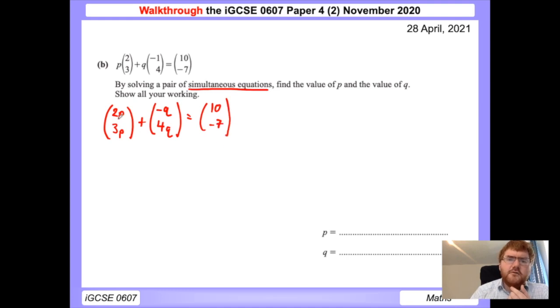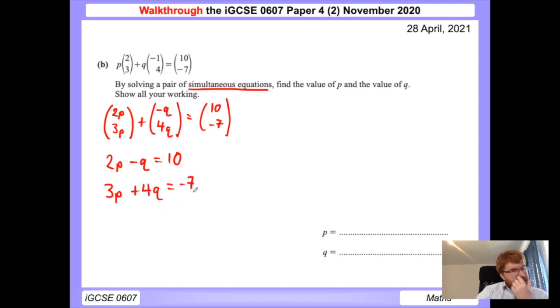And notice that the row has to be equal to 10, and this row has to be equal to minus 7. So this is where we generate these simultaneous equations like so. 2p minus q is equal to 10, 3p plus 4q is equal to minus 7. And yeah, there's a couple of different ways we can approach solving this. What I would recommend, I'd label these 1 and 2.